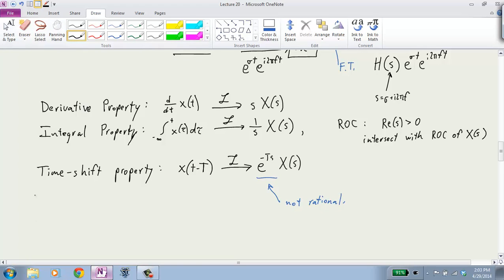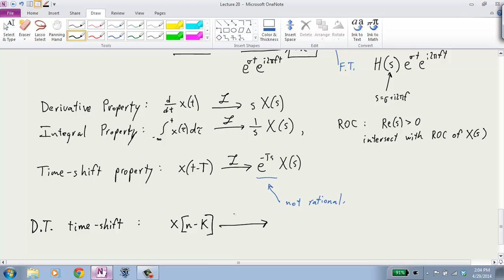However, in discrete time, that same property holds, except the time shift property is going to be this: x of n minus a time shift. Now it's going to be an integer time shift in discrete time, so I'll just use a little k. We're used to k's being integers.